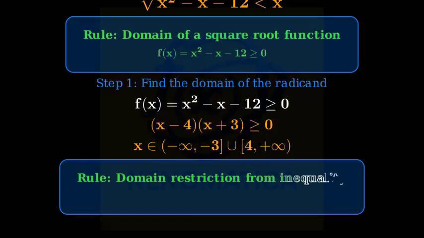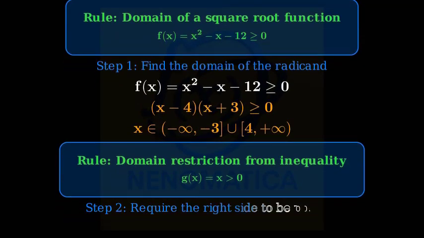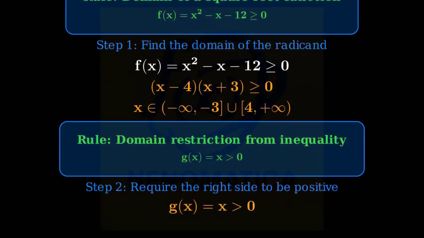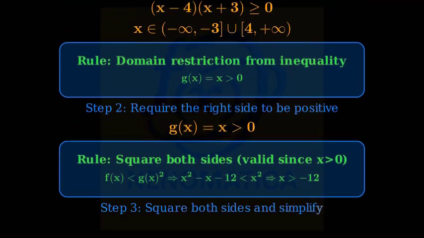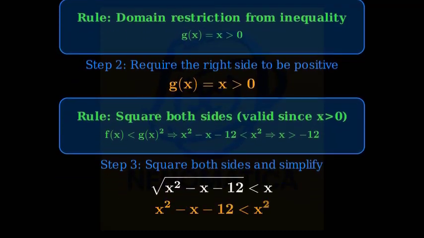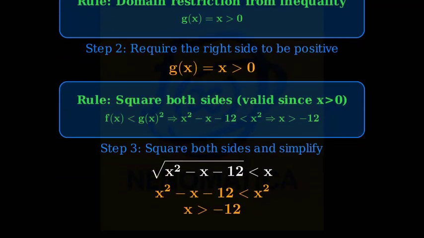Step 2. Since the left side is a square root, it is non-negative. For the inequality to hold, the right side x must be strictly positive. We record g of x equals x greater than 0. Step 3. Square both sides. Because x is positive, squaring preserves the inequality direction. We use the rule f of x less than g of x squared, which implies x squared minus x minus 12 is less than x squared, which simplifies to x greater than negative 12.